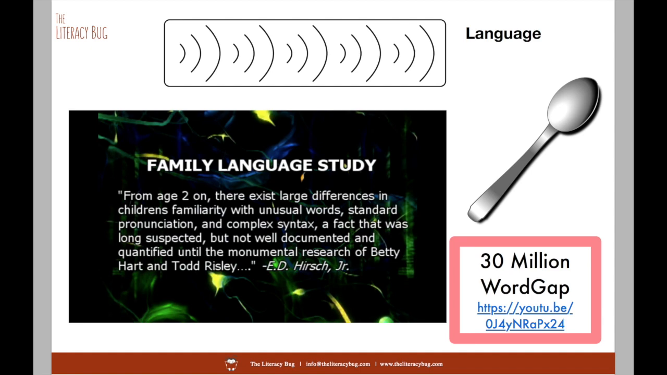And that's not meaning that there's a difference of 30 million vocabulary. What it means is one child might have experienced 30 million more words. They were spoken to more. They had more role play type activity, they had a lot more language enrichment than a child in a different environment.